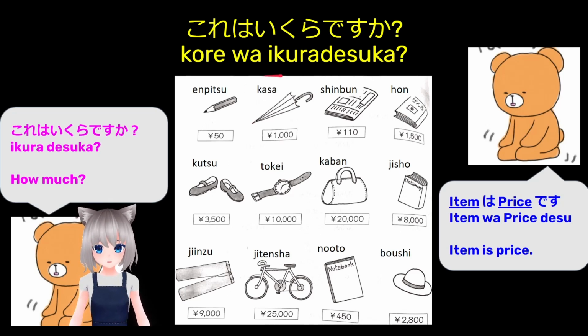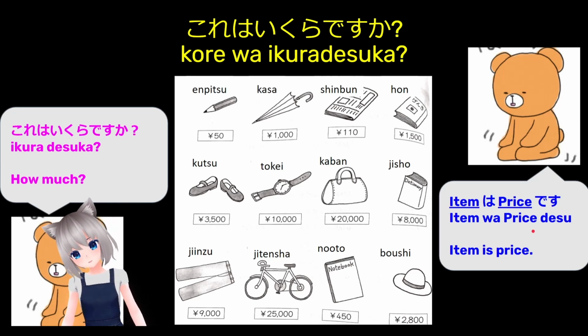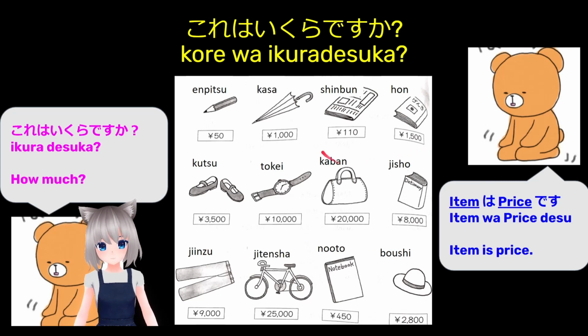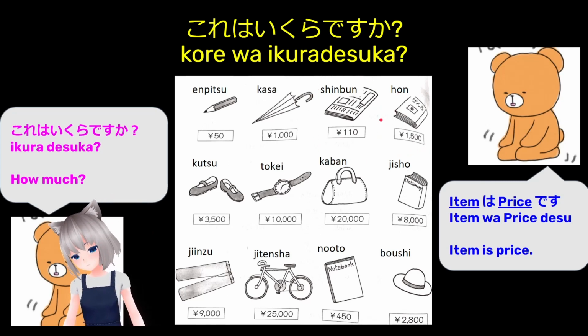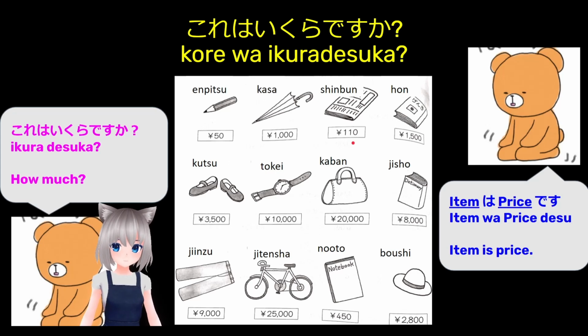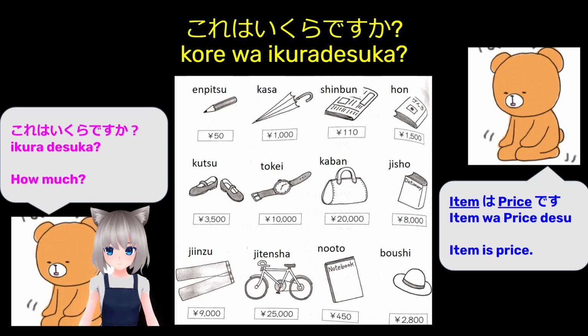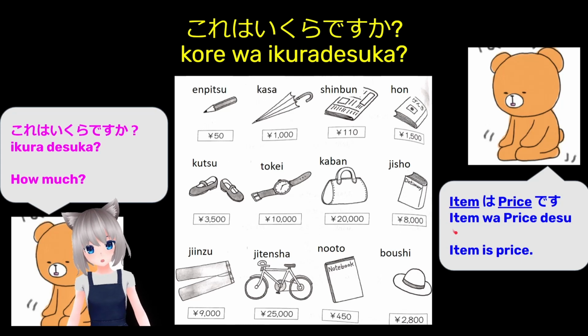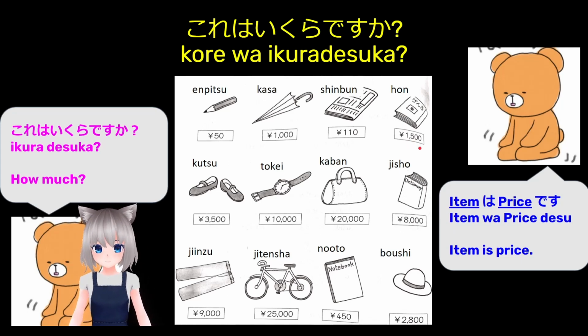これはいくらですか? Give you 2 seconds. 傘は1000円です。How did you go? 傘 is umbrella. これはいくらですか? 新聞は110円です。新聞 is newspaper. これはいくらですか? 本は1500円です。本 is book.